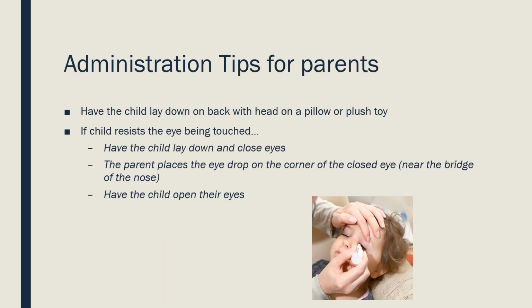For the parents administering these eye drops to their children, there are a couple tips and tricks in order for proper administration. First is to have the child lay down on their back with their head on a pillow or a plush toy for comfort. Secondly, if the child resists the eye being touched due to pain or discomfort, they can have the child lay down and close their eyes. The parent can then place the eye drop on the corner of the closed eye near the bridge of the nose and then have the child open their eyes. This allows the drop to fall in naturally from the corner of the eye into the eye itself.